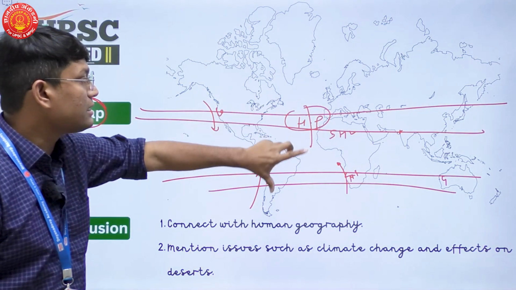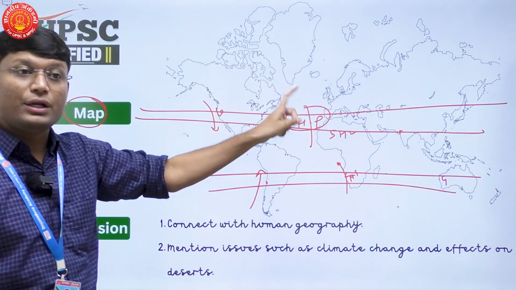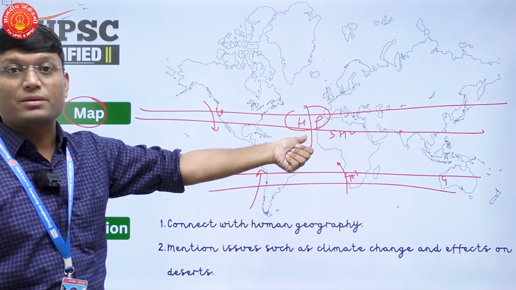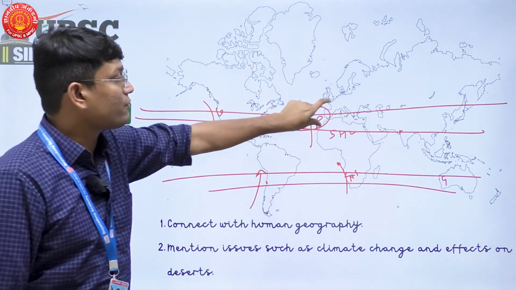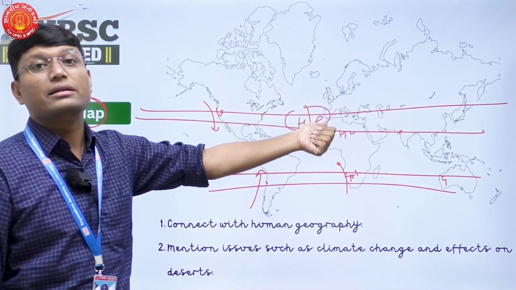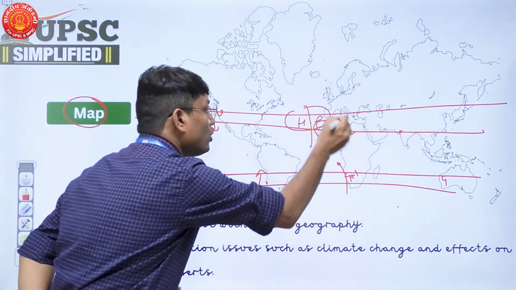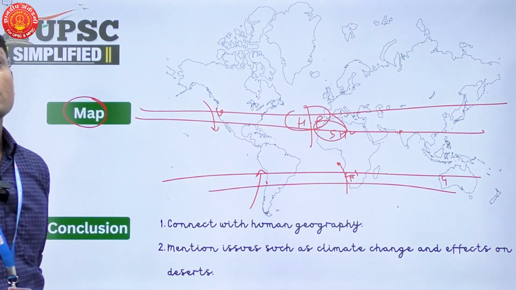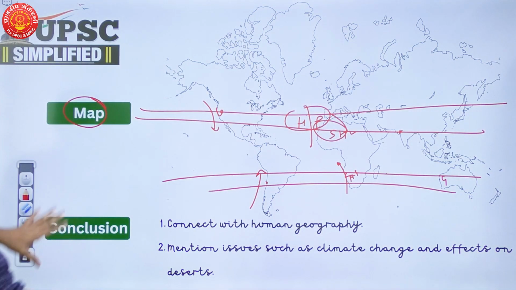See, there are cold currents, and the result of cold currents is what? During winter, there will be no precipitation. Right? During summer, because of the high pressure belt, there is no precipitation. During winter, because of cold currents, there is no precipitation. That is how on the western margins of the continent, desert formation is taking place. So that is something you are supposed to write in the map.